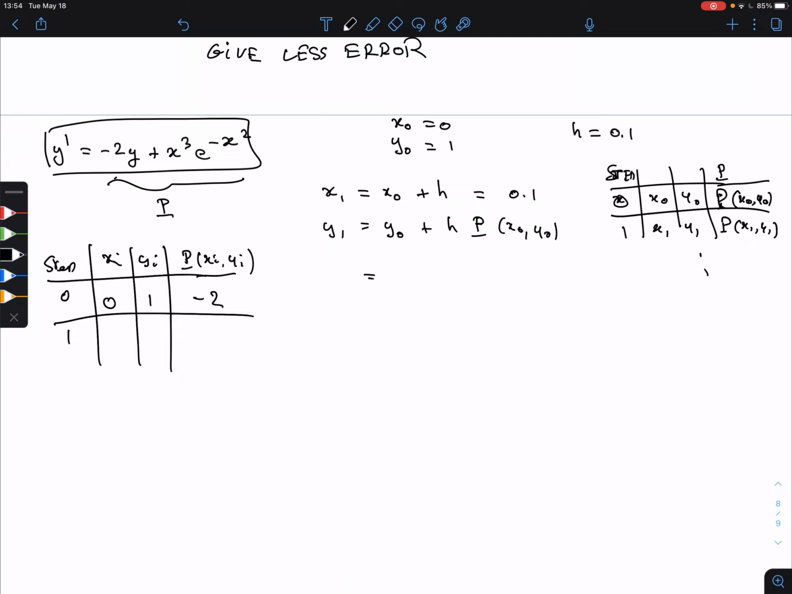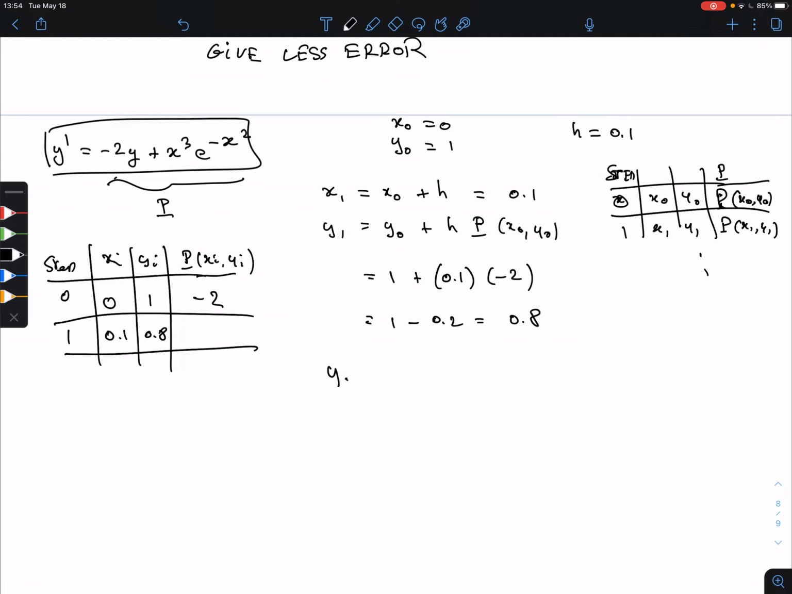Okay, so we can now calculate y1. y1 is y0, which is 1. Now look, all the information that I need to calculate is in this row. So it's 1 plus h, which is 0.1, it's always the same, times minus 2. So this would be 1 minus 0.2, that is 0.8. So let's plug it in. This is 0.1, this is 0.8.